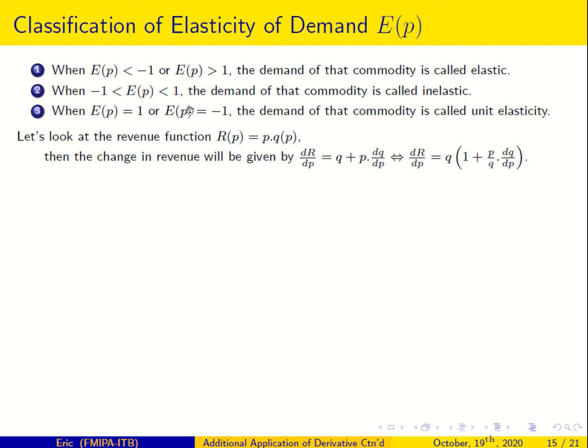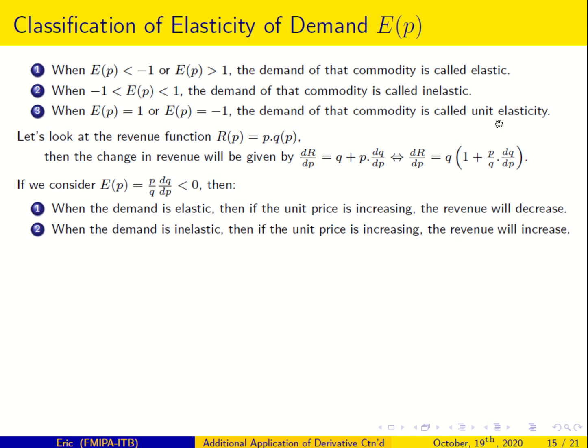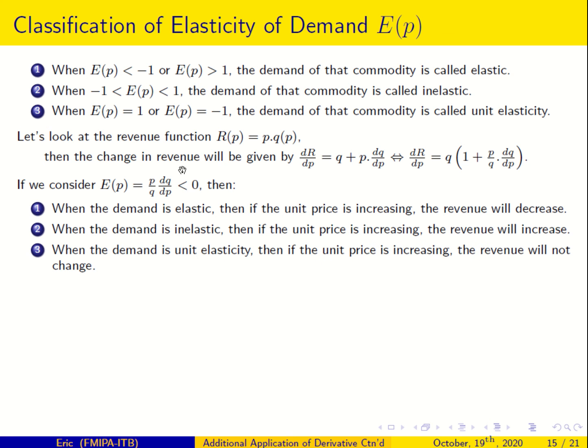What about the third one? I have EP equals -1. What happens? So if I have -1, this is -1 plus 1 will become 0, times Q is 0. So if the unit price is changed, the revenue doesn't change. That is the demand of that commodity. That's called unit elasticity. So this one, okay, yeah. When the demand is elastic, then if the unit price is increasing, the revenue will decrease. If you have inelastic, the unit price increasing, the revenue will increase. And this is the revenue will not change.